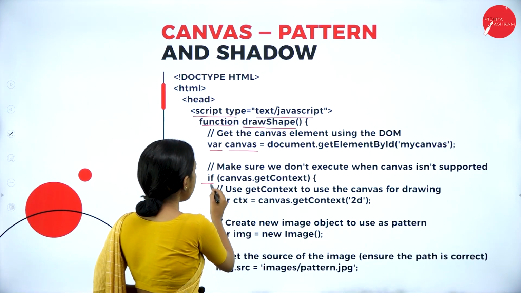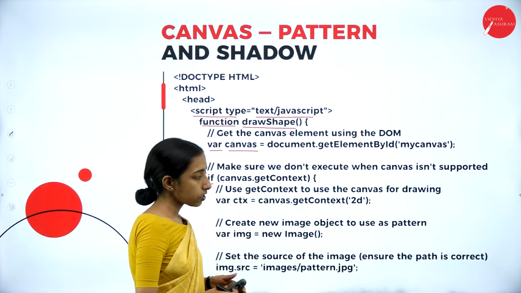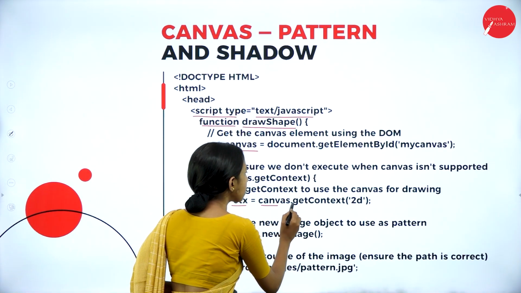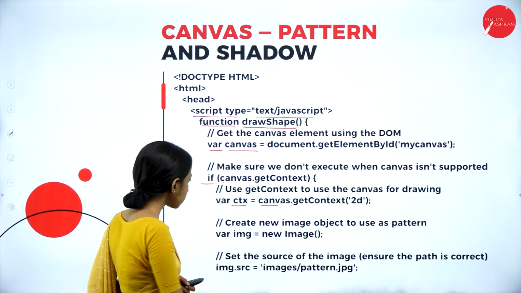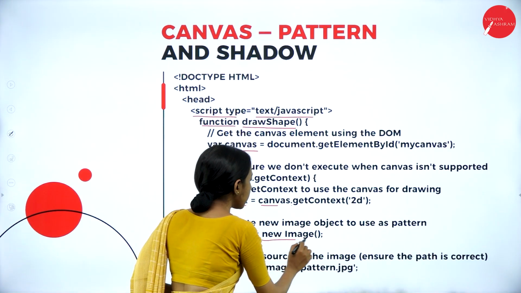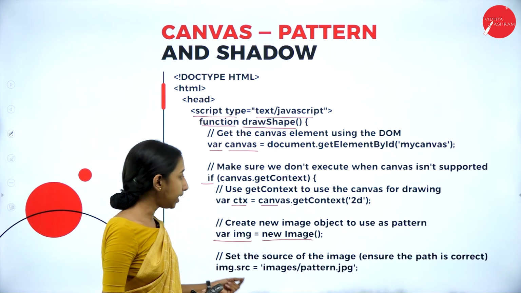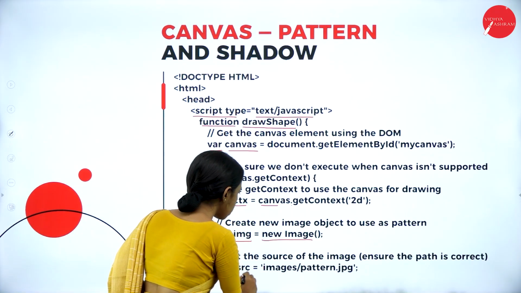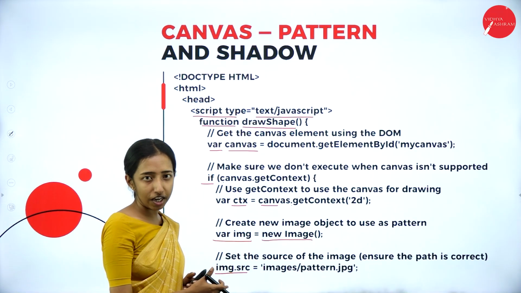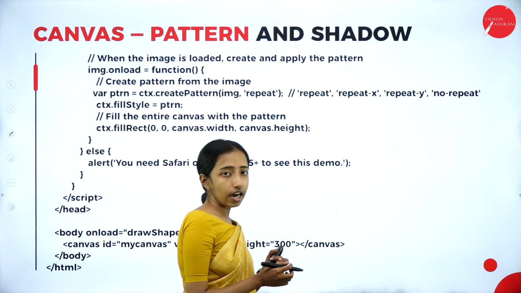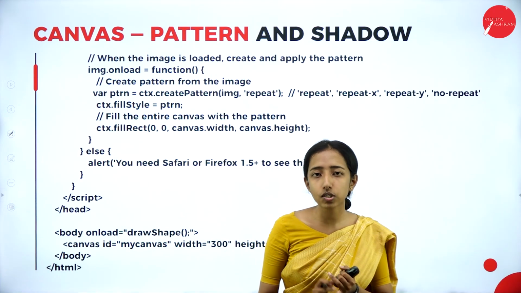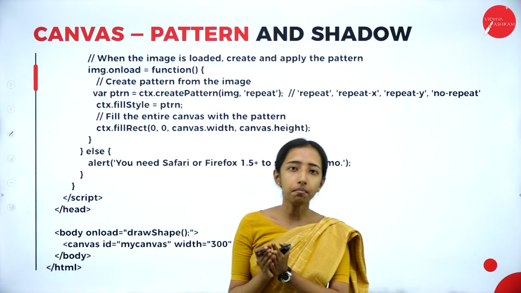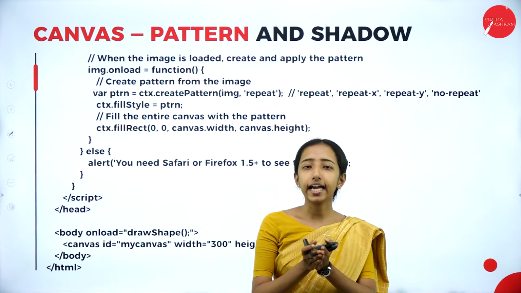And here you can see if canvas.getContext. When getContext is matched, then var ctx = canvas.getContext 2D. And next, var image = new Image. Here I am creating the image object for the pattern we have taken. Next, image.src, where I am giving the source to the image. So we have set the canvas, used the function drawShape, and inside that we have taken the element by ID myCanvas, and also set the getContext.